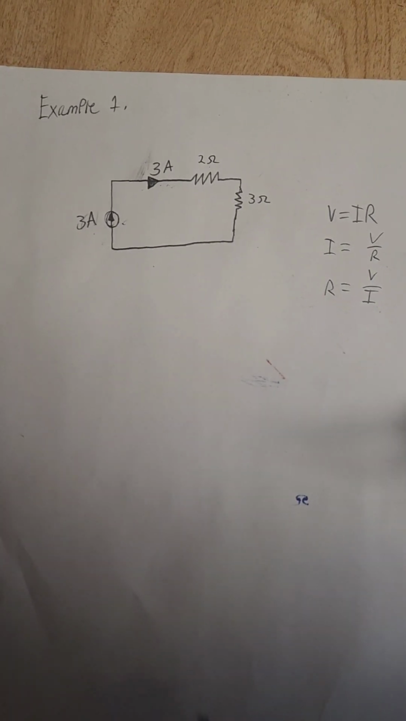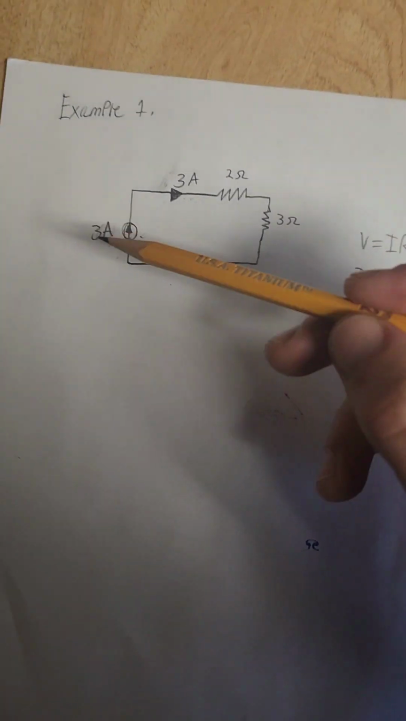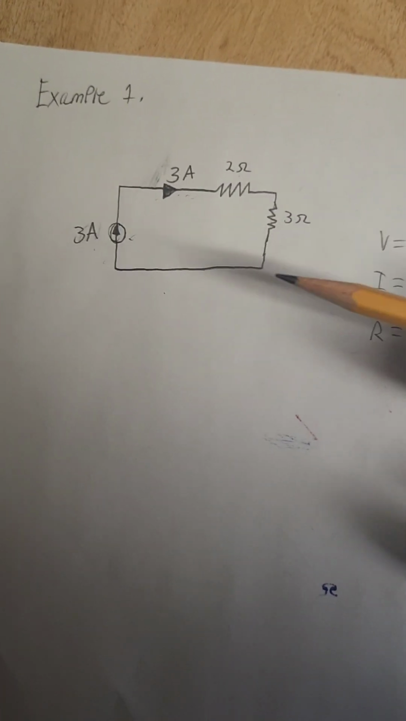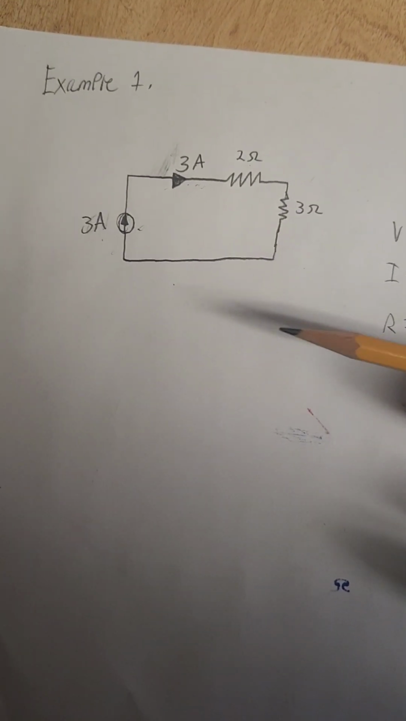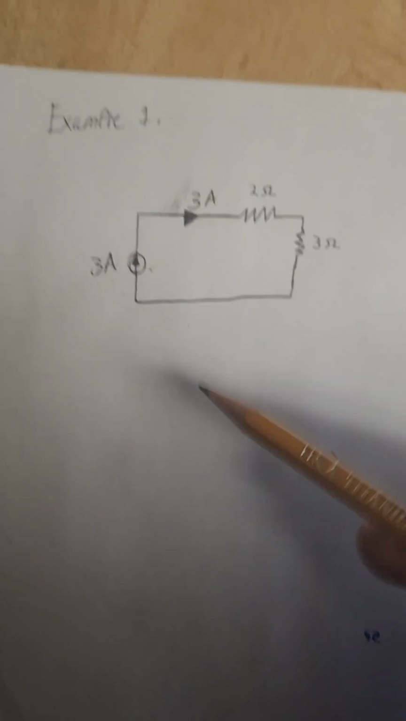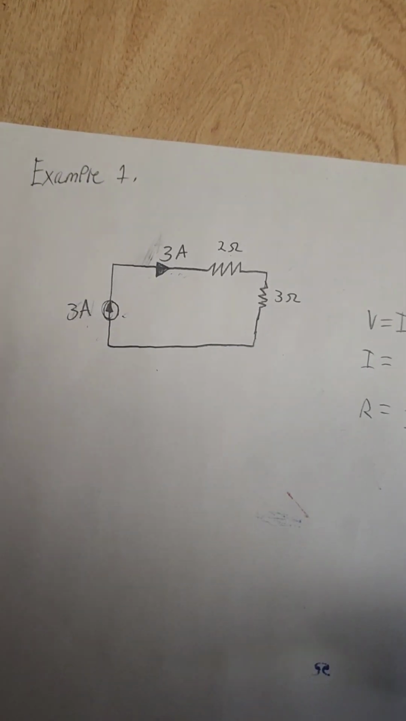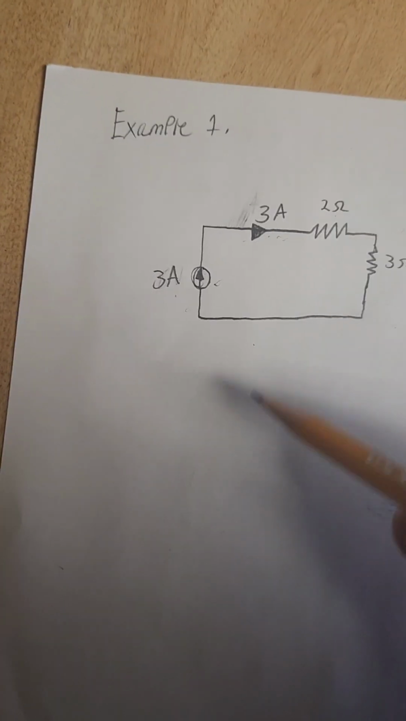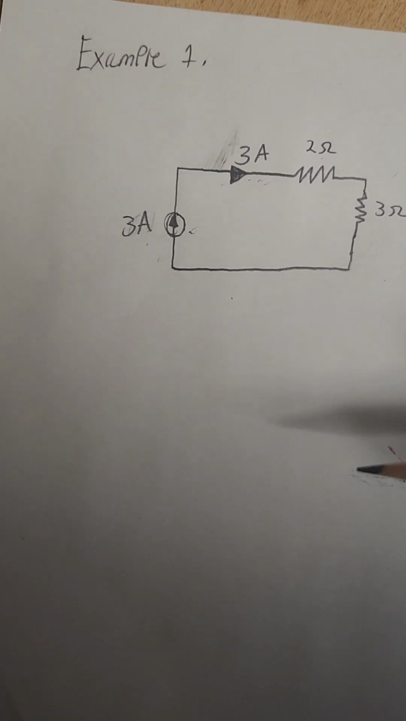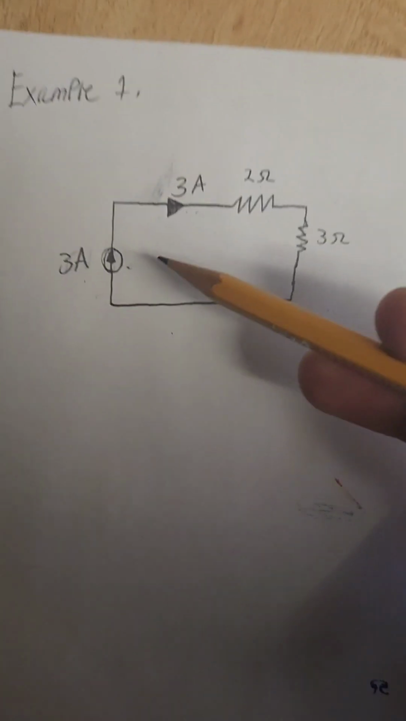For my first example, we have a 3 amp current source. So you can have voltage sources and current sources, and they do the same thing. If they're DC, they'll do the same thing. If they're AC, they'll do the same thing. Like, you can't have a 3 amp current source in AC be the same thing as a 3 amp current source in DC. That's not the same. But a 3 amp current source in DC is the same as a certain amount of voltage in DC. So it's the same thing as saying this is a voltage source, is what I'm trying to say.